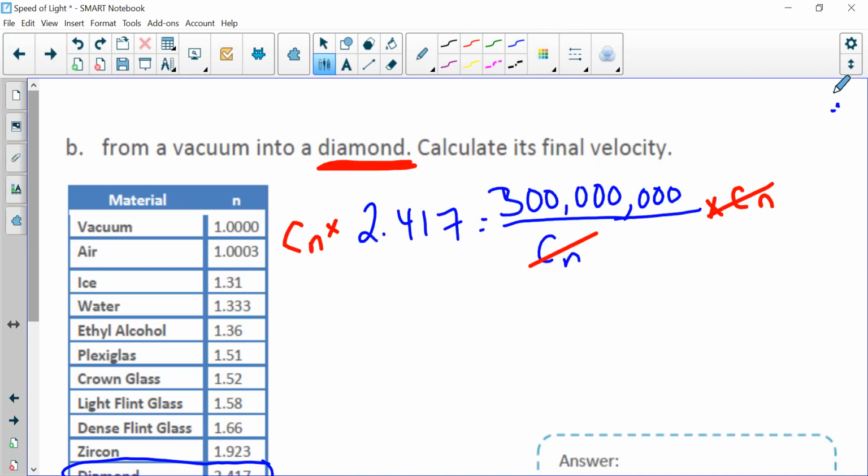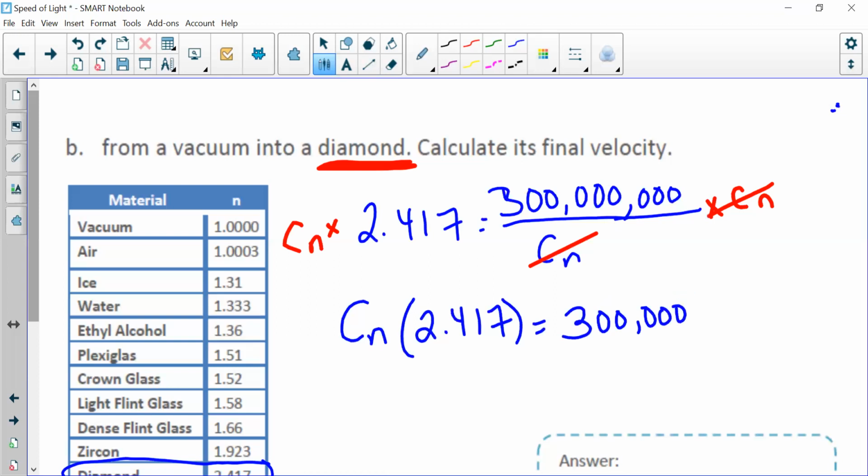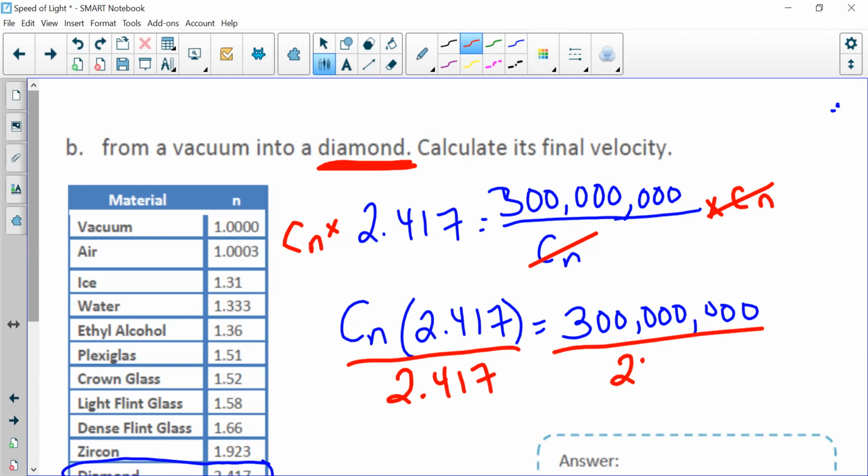Stephanie, if you've already used the formula triangle, you're going to be quite a bit faster than us. So just get your answer and then hold on one second. Equals 300 million. Now I have to divide off the 2.417. So on your calculators, you're doing 300 million divided by 2.417.